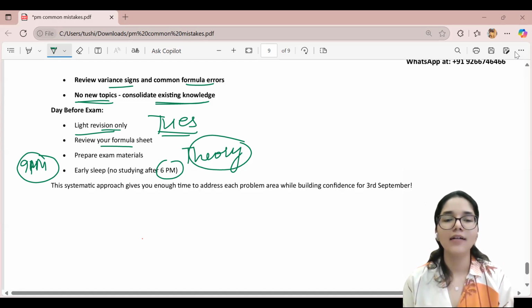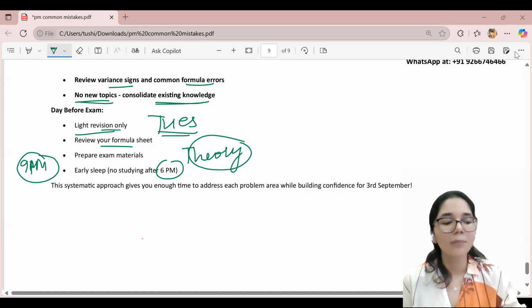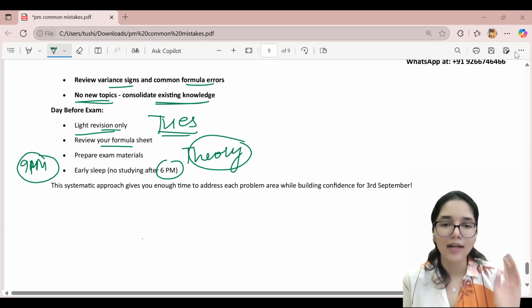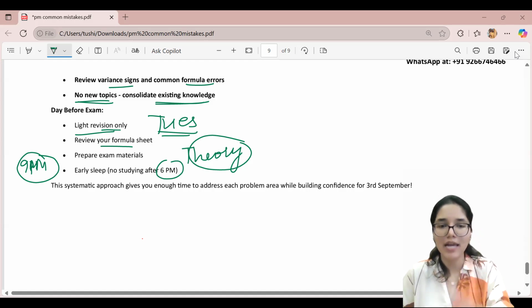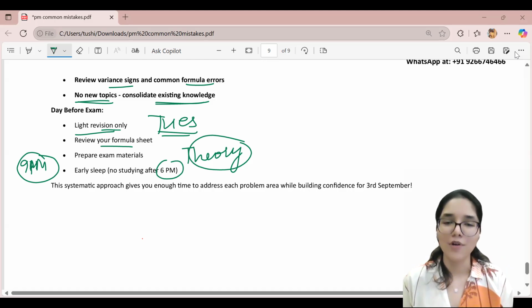Leave for your exam center on time. You should not be getting into the stress of reaching late. There's no harm in reaching 15, 20 minutes early rather than getting late. Late will give you stress, and stress is bad for you on the day of the exam. Go with a fresh, clear mind and give it your best possible shot.